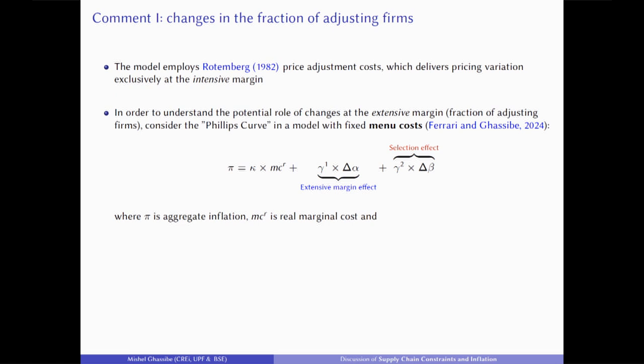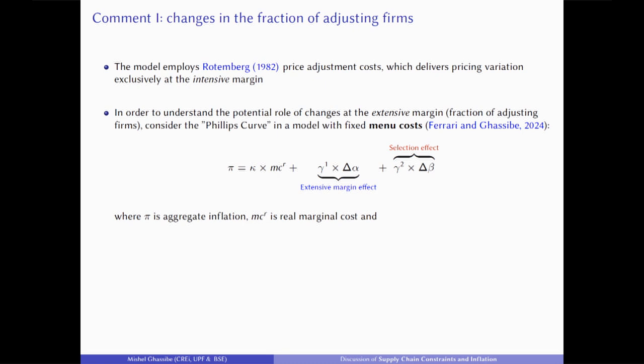And what we can see is that the New Keynesian Phillips curve in this world looks like inflation equals the real marginal cost, but the coefficient on the real marginal cost is just like in the Galí textbook. And then we have two terms that look exactly like endogenous cost push shocks. So you have the extensive margin effect, or the increase in the fraction of firms that are adjusting, which is driving inflation up.